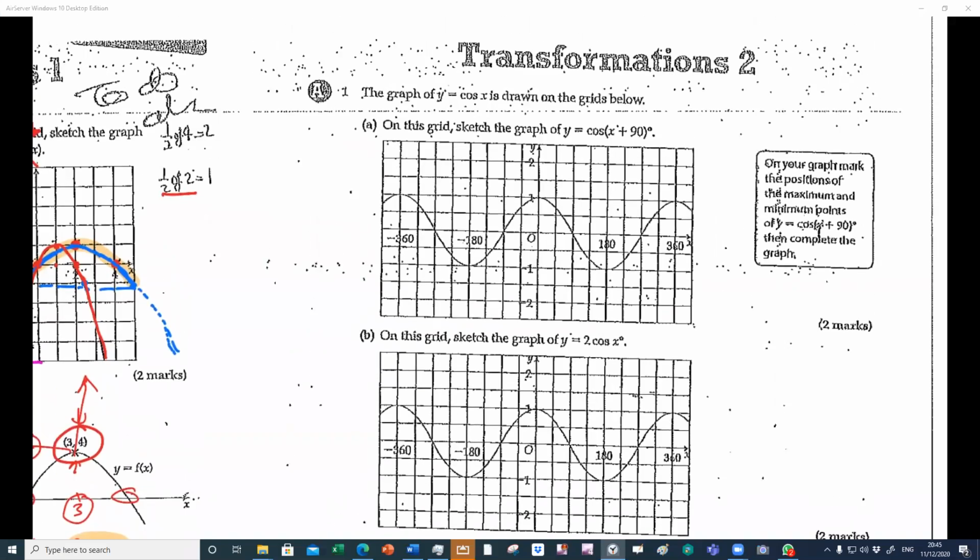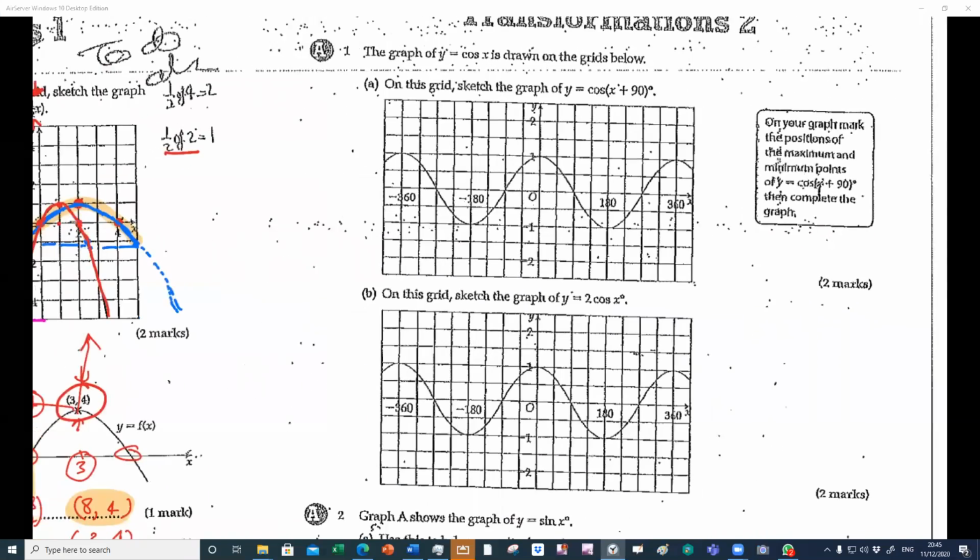Okay. So Ikra, stay with me and let's do the next question together though. Come on. Do the next question for me, please. The graph of y equals cos x is drawn on the graph below. On the grid, sketch the graph of y equals cos of (x plus 90). Okay, lovely. So now, if you look at it, the plus 90 is on the inside.